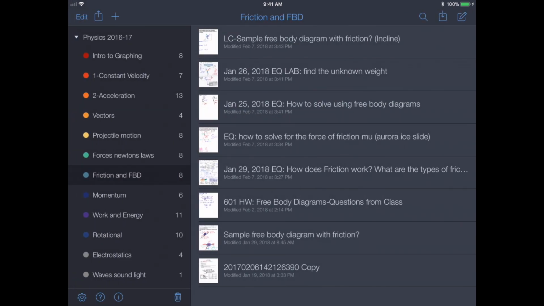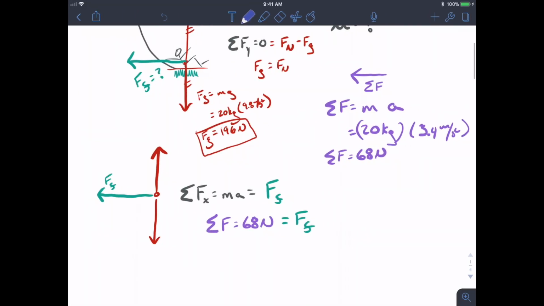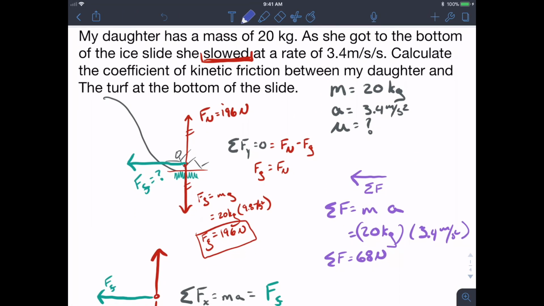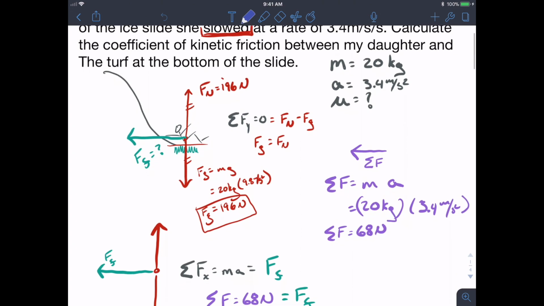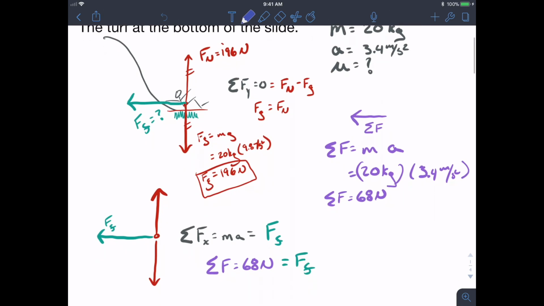In fact, we did a problem dealing with my daughter going down an ice slide, which I'm just trying to identify. There it is, which was this one right here. So my daughter slowed at a rate when she got to the bottom of a slide. And so here's an example where our force statement didn't always end up being equal to 0. So she actually did experience a net force. Now in the first part, her net force vertically was equal to 0 because she's not going up or down. When she got to the bottom, she was just slowing down in the horizontal direction.